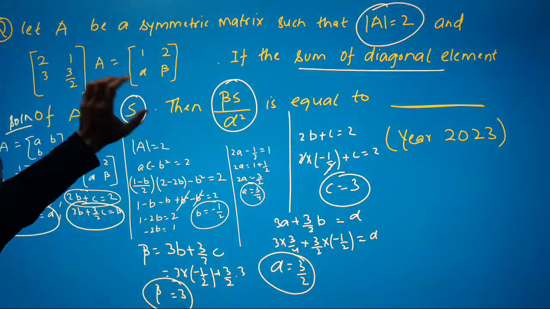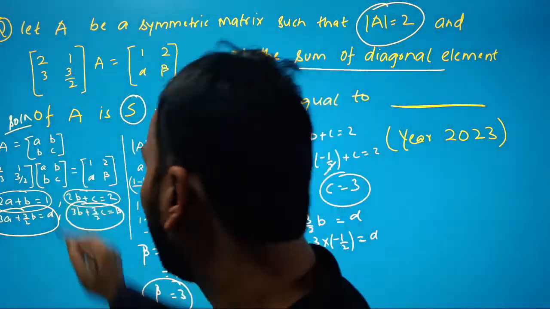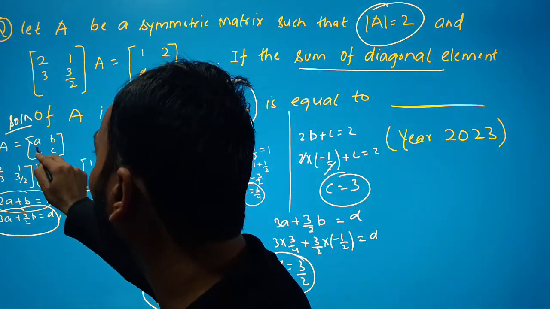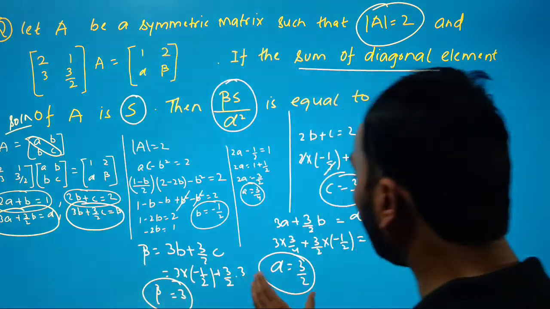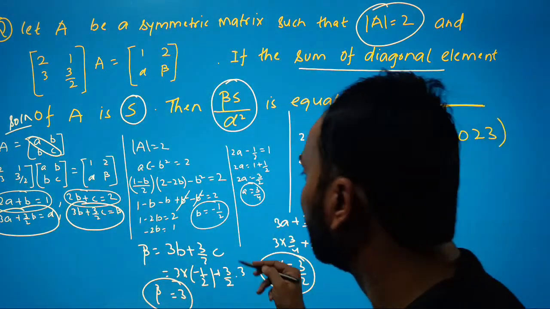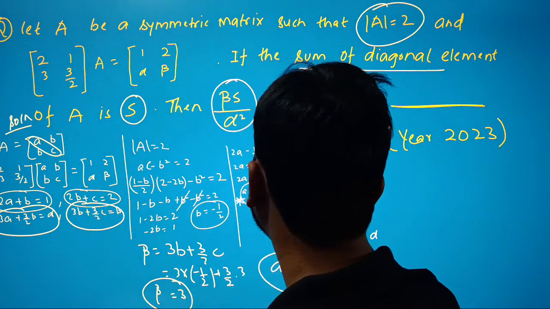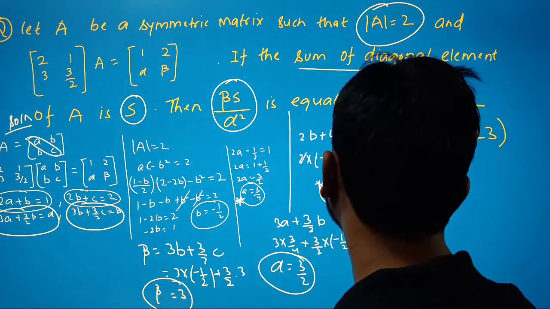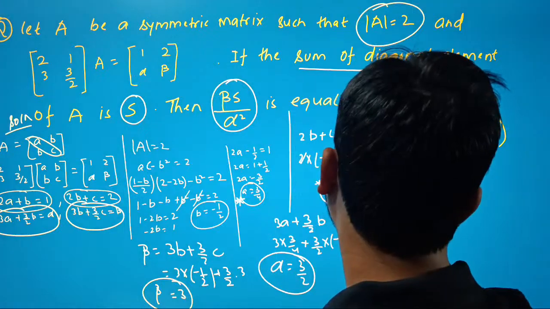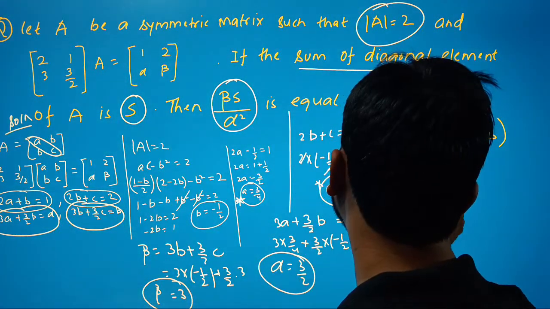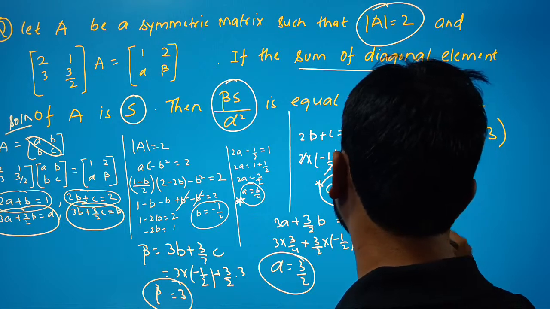And S is the sum of the diagonal elements. The matrix we assumed has A and C on the diagonal, so simply we have to add the value of A and C. S is equal to A plus C. This is the diagonal element sum, which is 3 plus 3 upon 4. This is nothing but 15 upon 4, right?